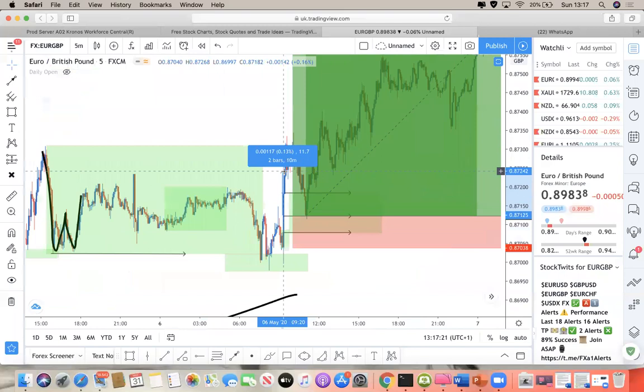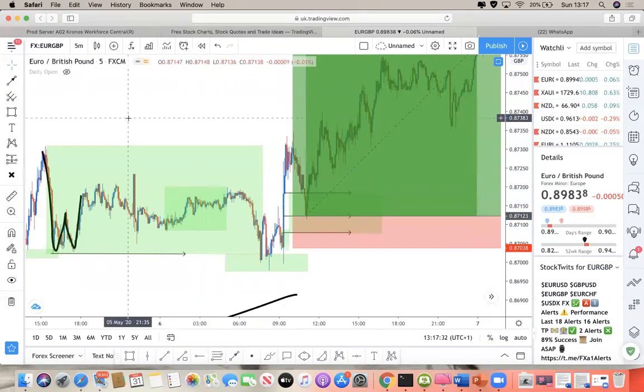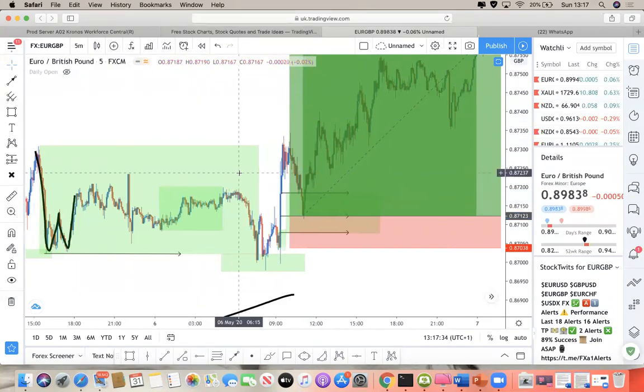Are we catching the fire right here? Sorry, can you just put your mouse on the institutional candlestick? Okay.